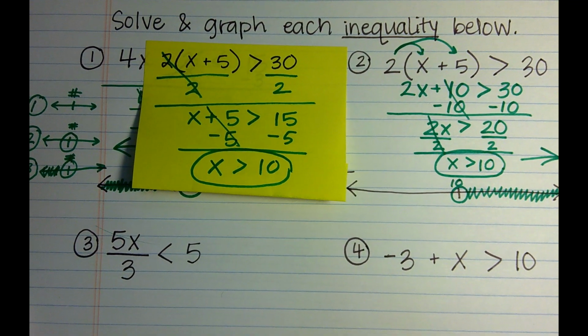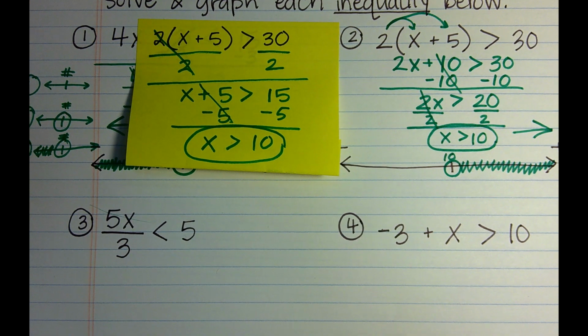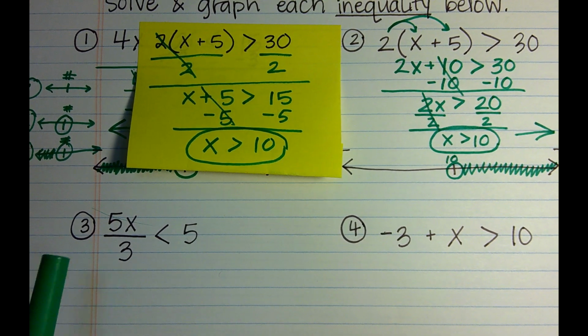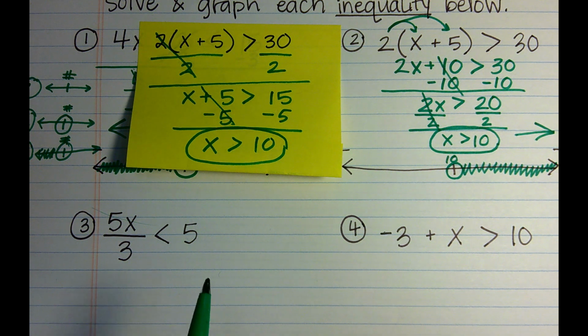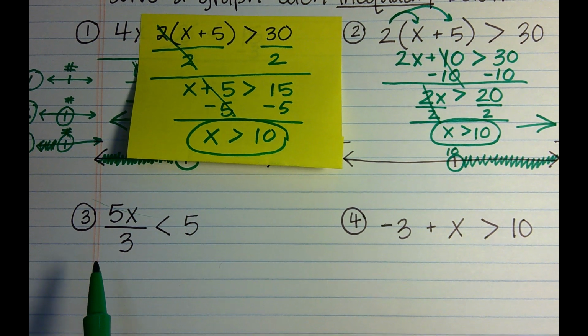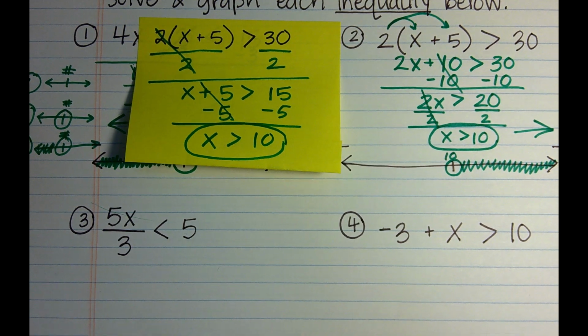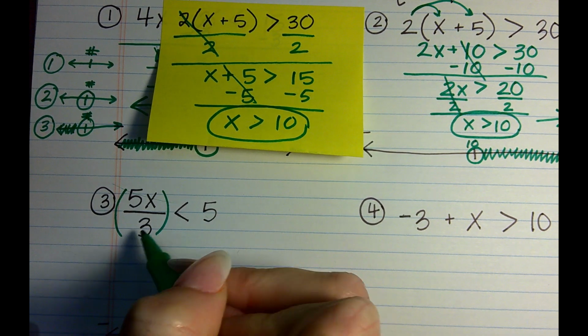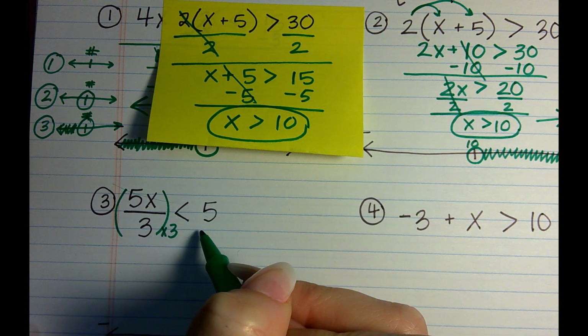Want to try number 3? Who feels good and confident they can guide me through number 3? Jessica? You multiply by 3 on each side. Yes. Let's start by multiplying both sides by 3.